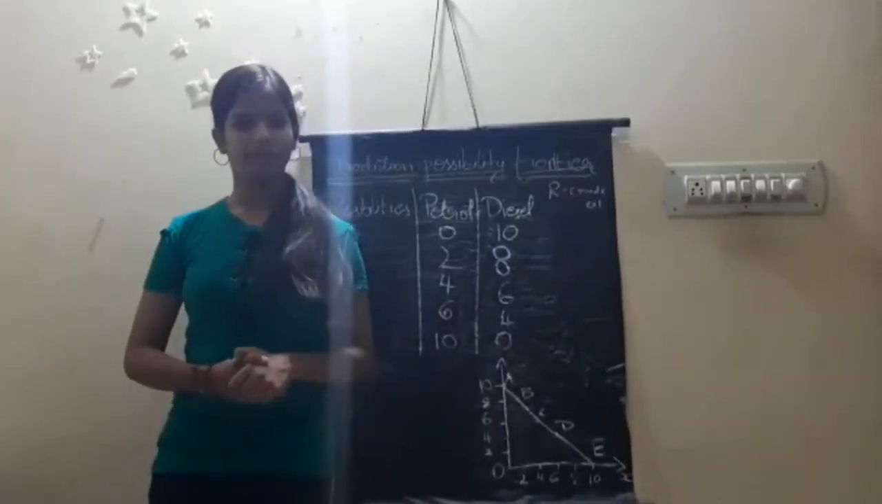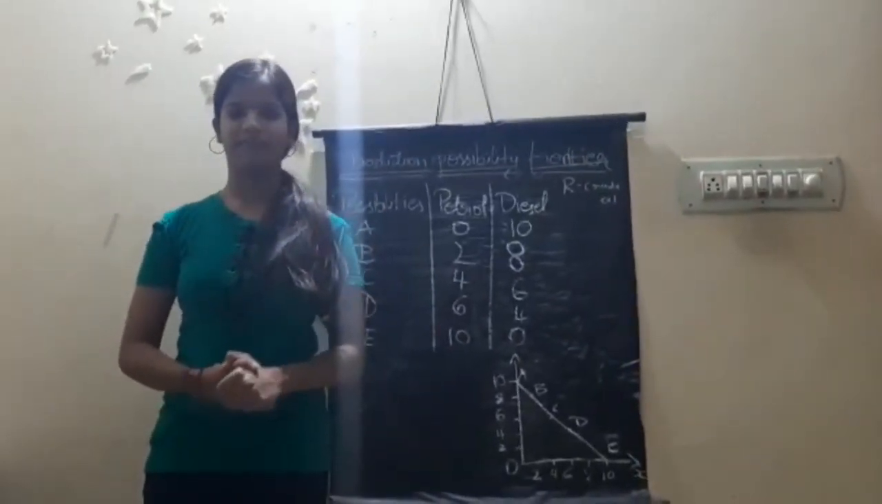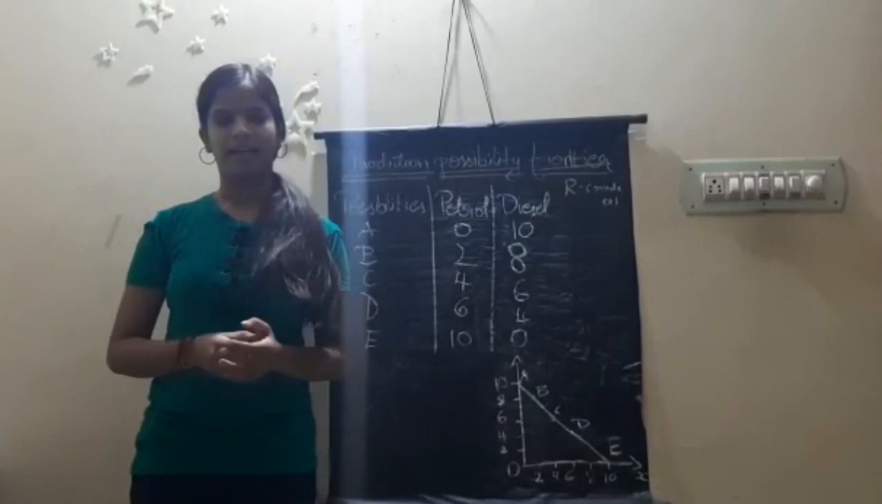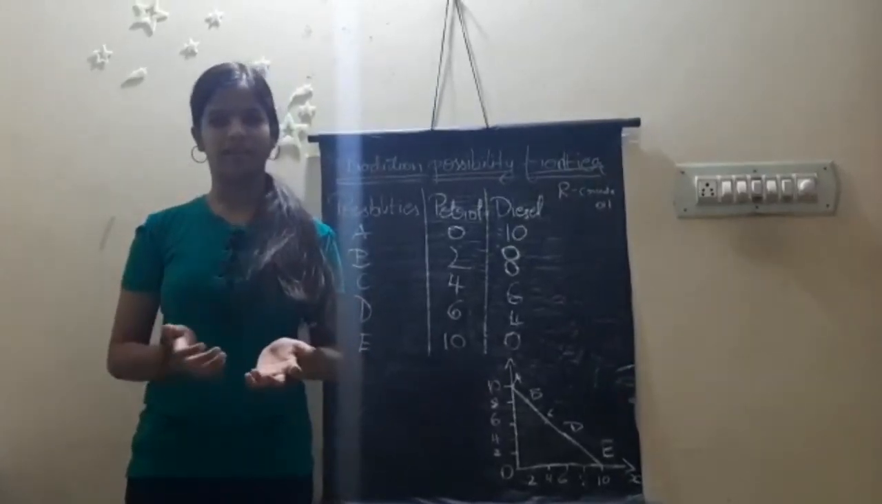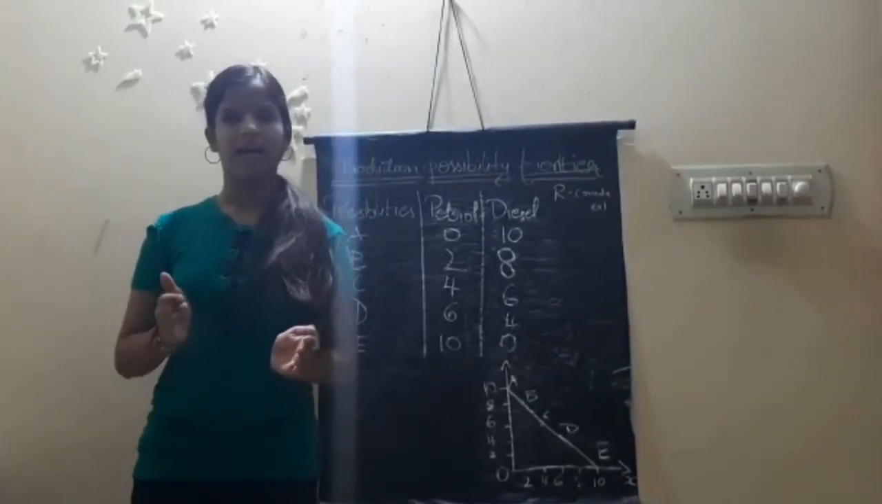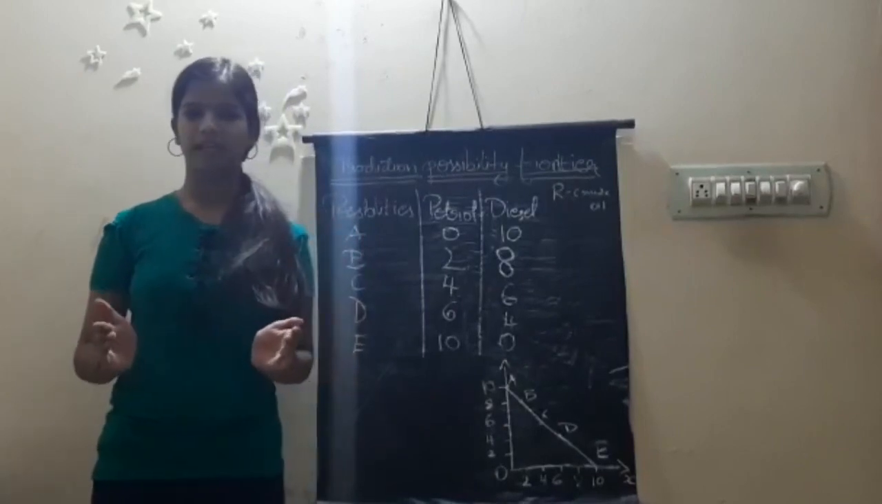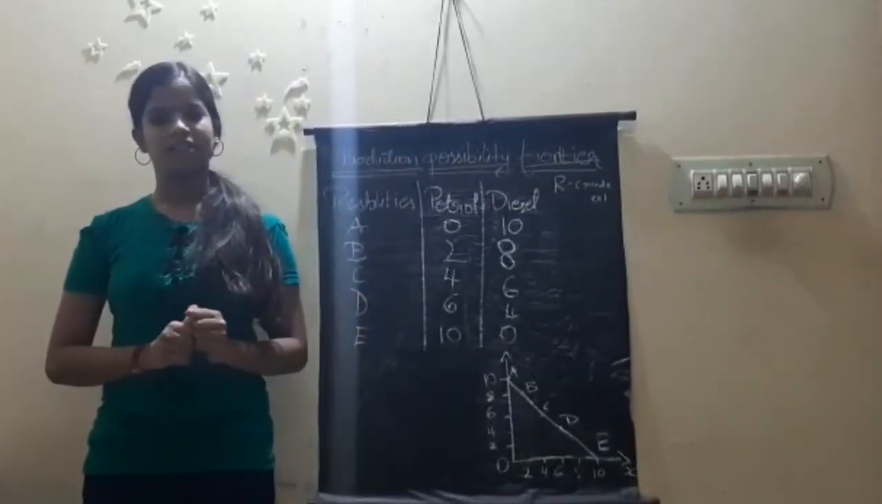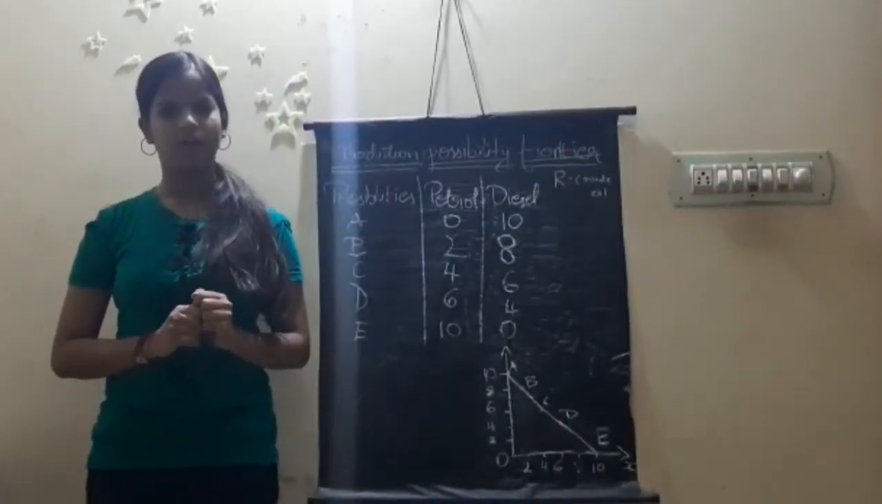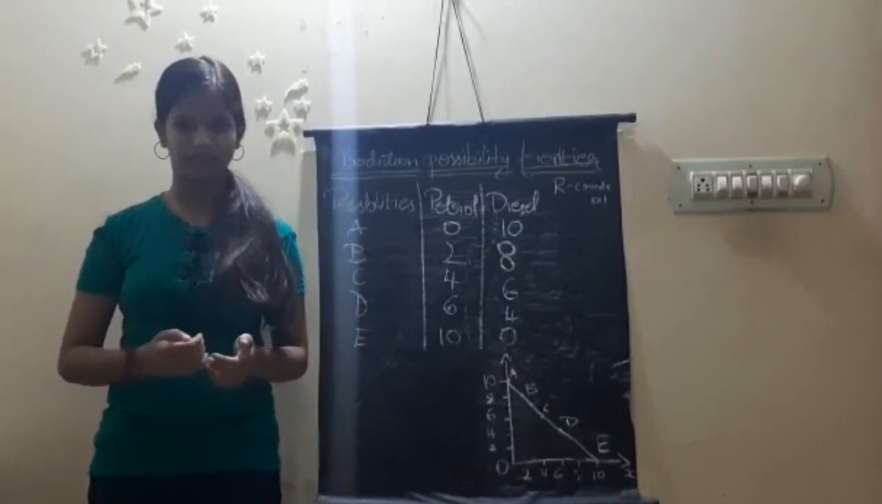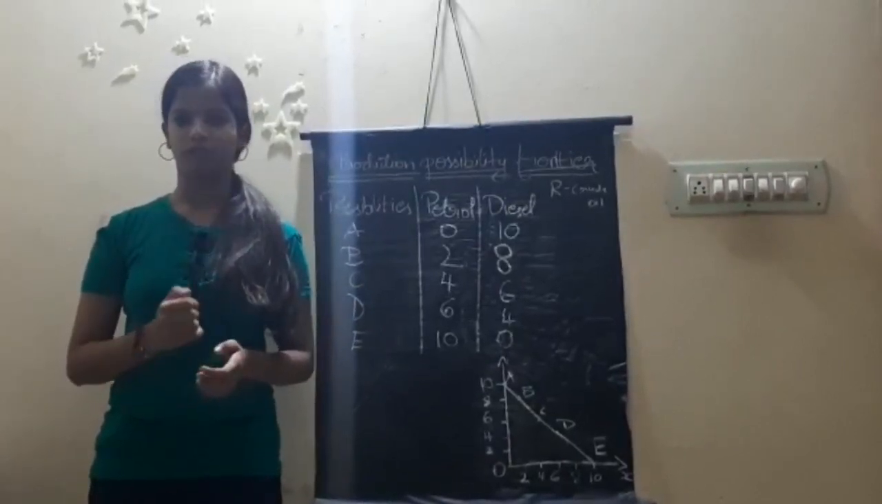Friends, today we will be learning production possibility frontier. So as we know, our economy is large and our large economy has scarce resources and different combinations of goods and services. So production possibility set is the combination of all goods and services that can be produced using a resource.